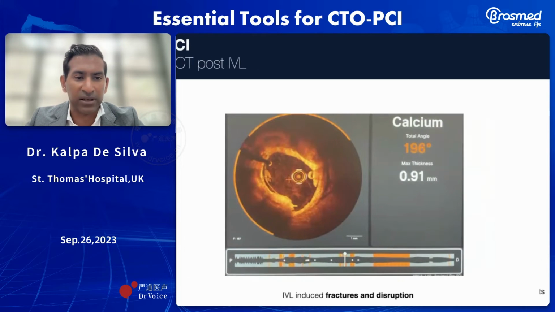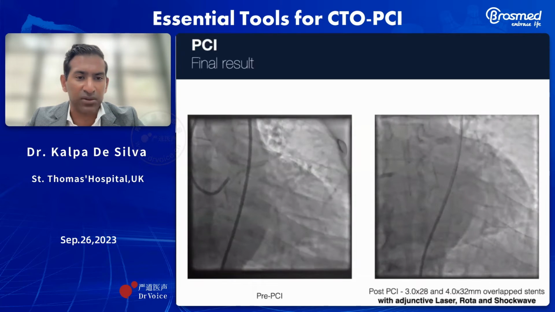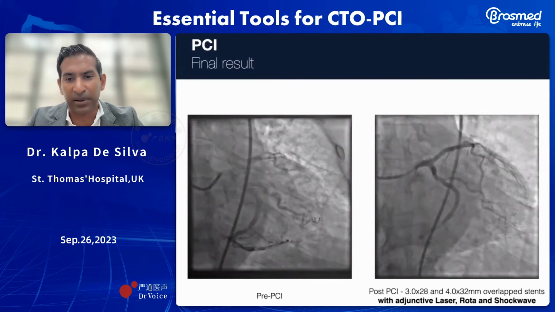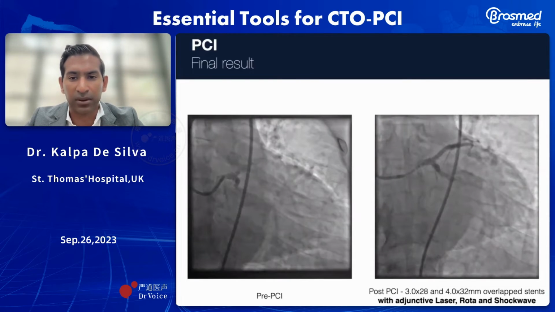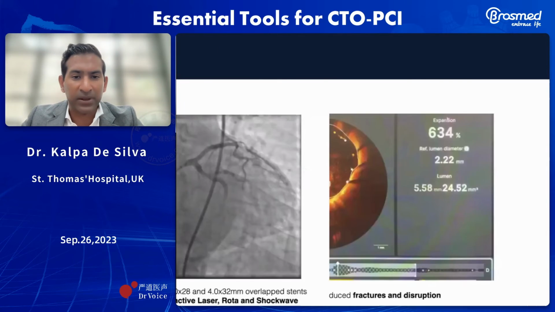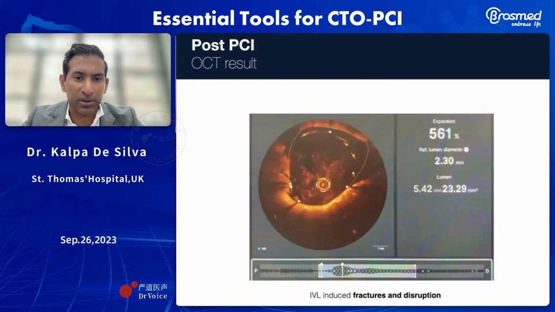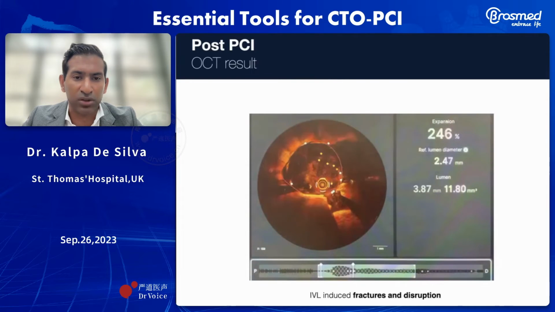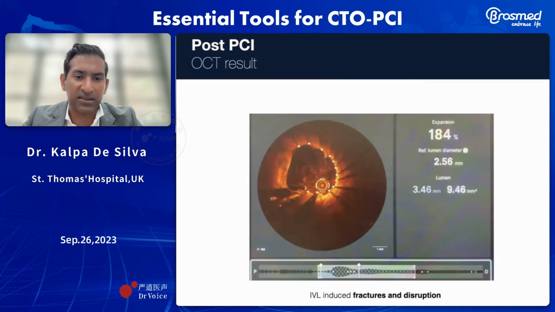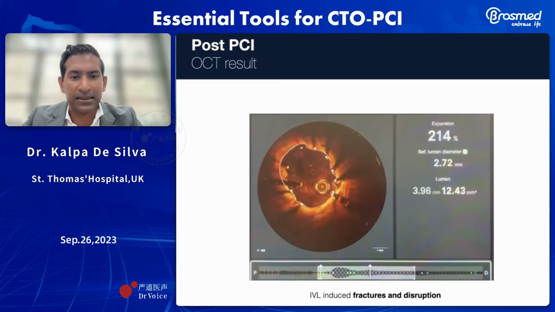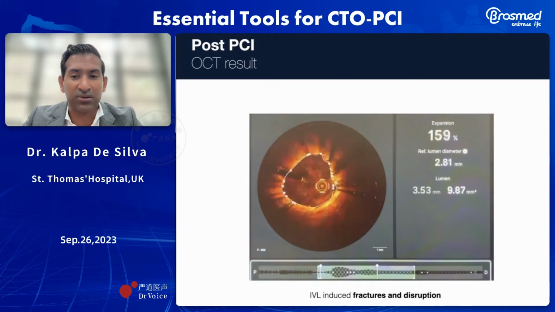So the final image here is a pre-PCI angio in the caudal view and post-PCI with 2 stents implanted. The left main was optimized with a 5.5mm NC balloon. This was the final run. There was a bit of malapposition in the left main, but overall good expansion considering the degree of calcification within the case, and good apposition generally as well.